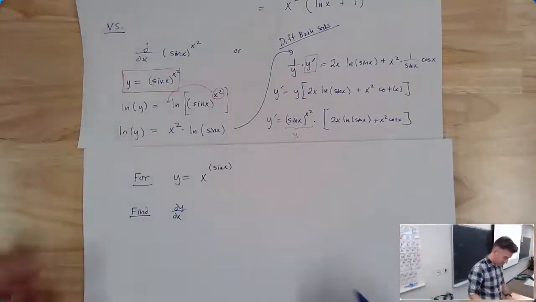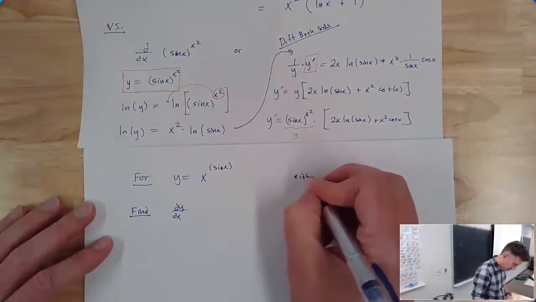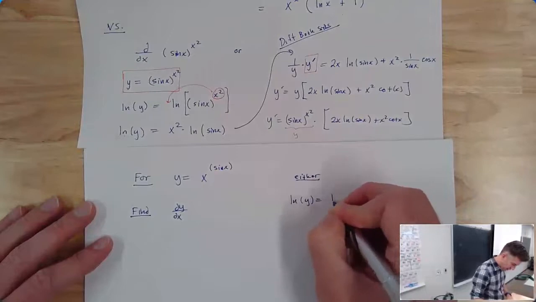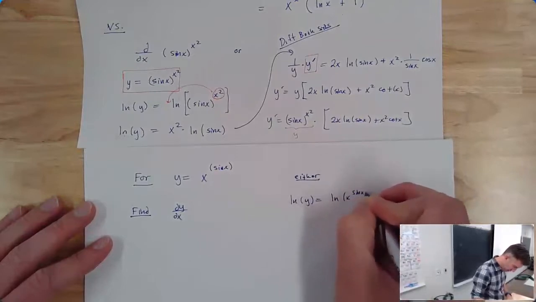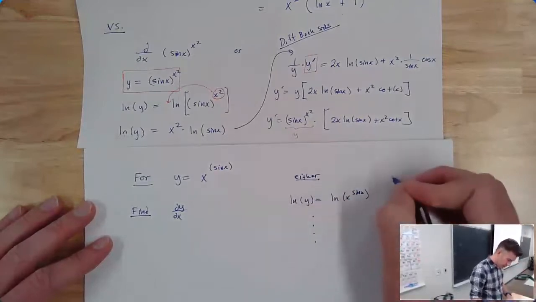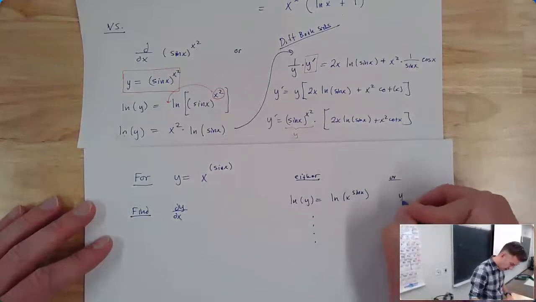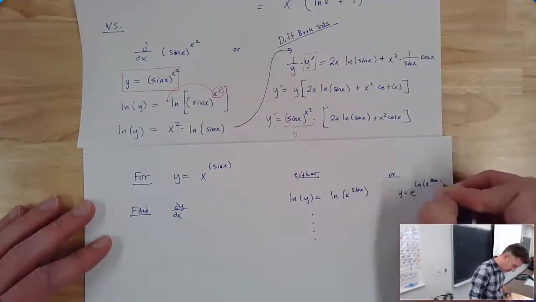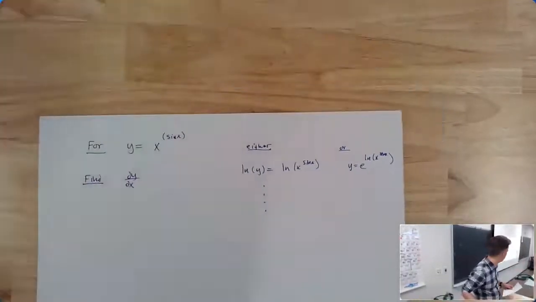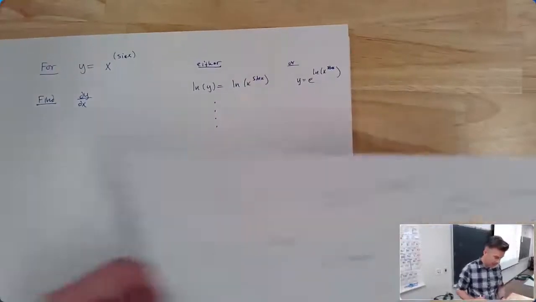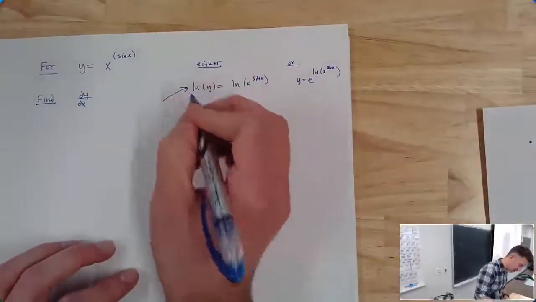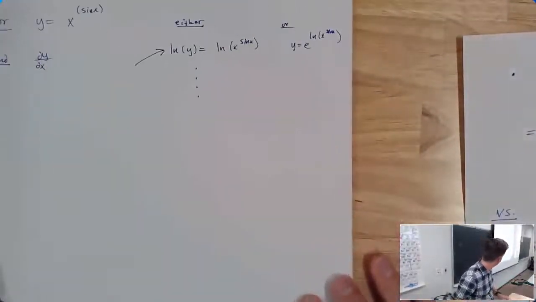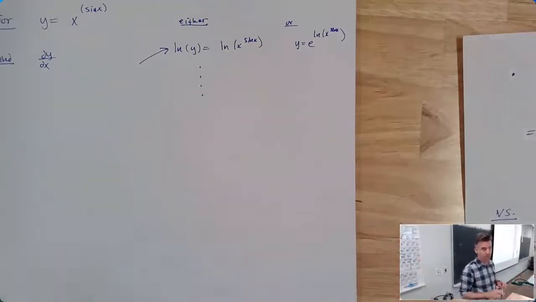So either you're going to write the natural log of y equals the natural log of x to the sine of x and do some stuff, or you're going to write y equals e to the natural log of x to the sine of x and do some stuff. I'll show you both ways when we do it, but I like this one. This is the James choice. I'll give you a couple minutes to work on that.